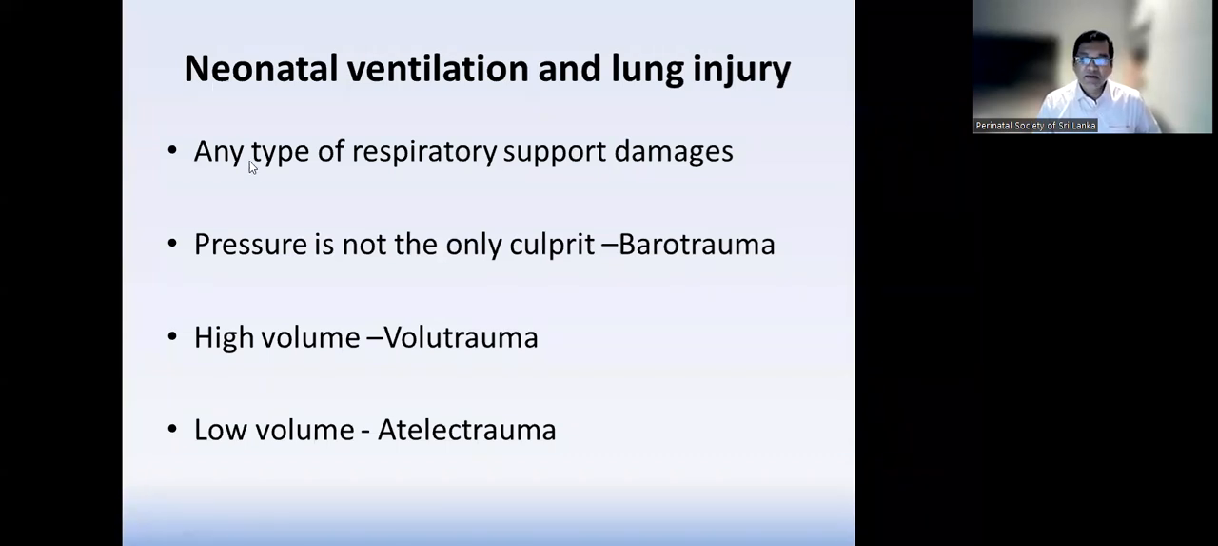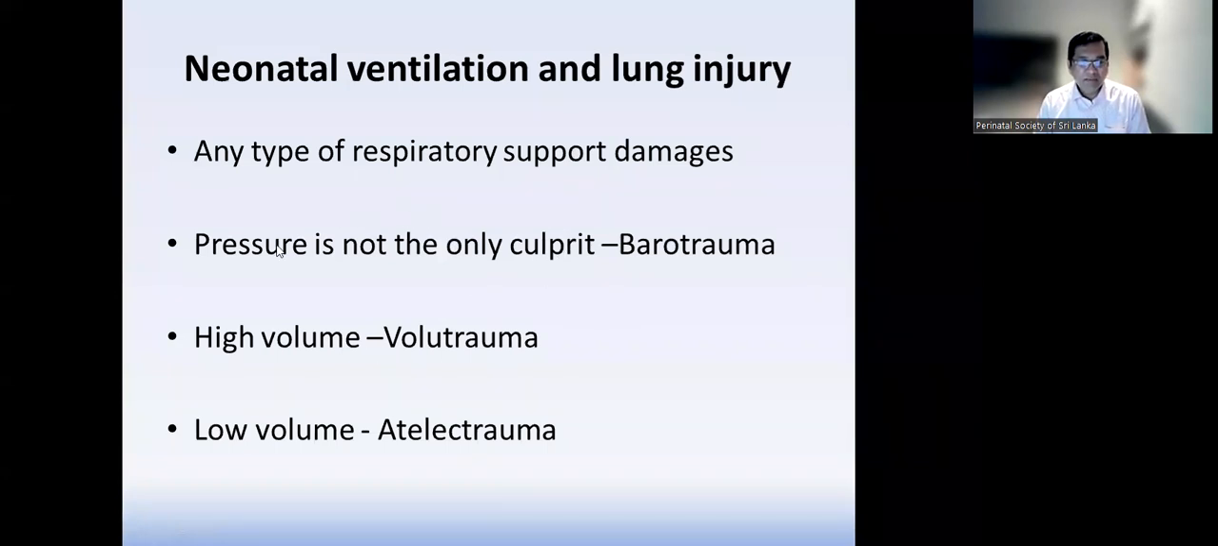But these are sometimes unavoidable. You have to resuscitate the baby, you have to give inflation breaths, you have to give ventilation breaths, you have to give non-invasive support, you have to be invasive. You have to do this. But the point is, try to avoid it as much as possible. And pressure is not the only culprit. Pressure damage is called barotrauma.